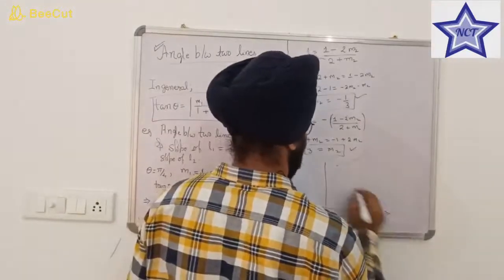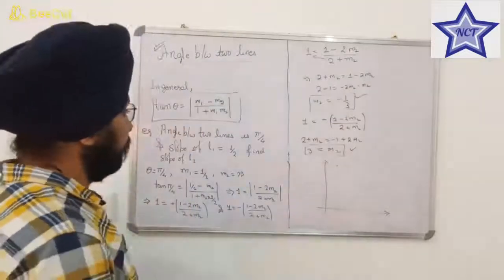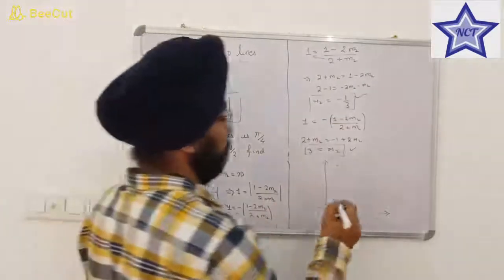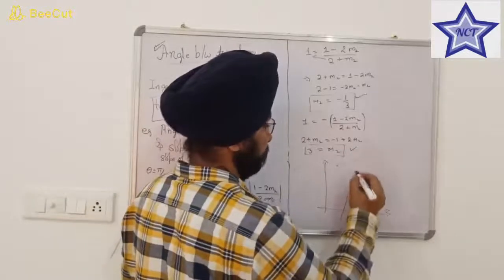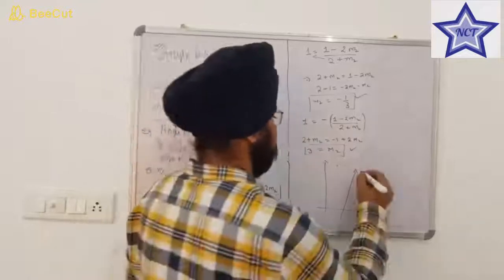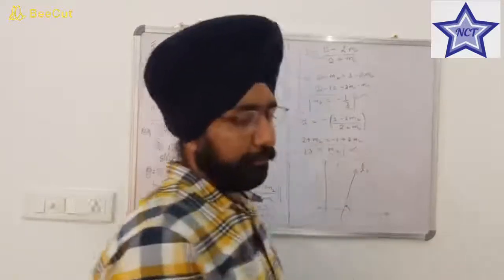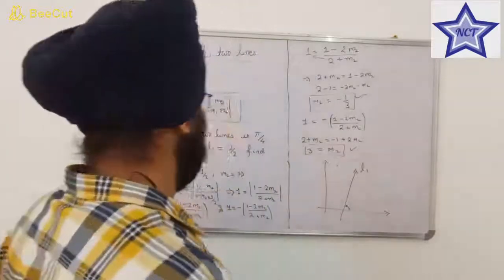How is this possible? Let us draw it on a graph. For line 1, the slope is 1 by 2. Let us represent it here, this is line 1. I am just drawing a general line, not exactly. Line 1 has slope 1 by 2.